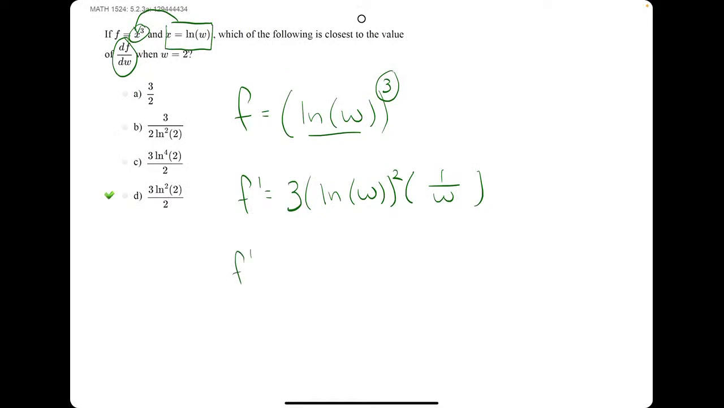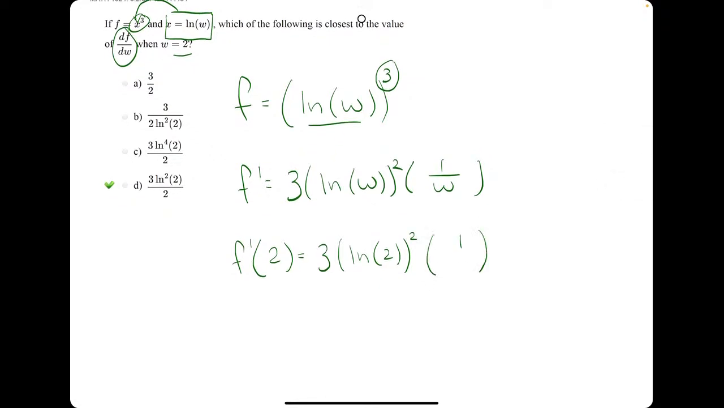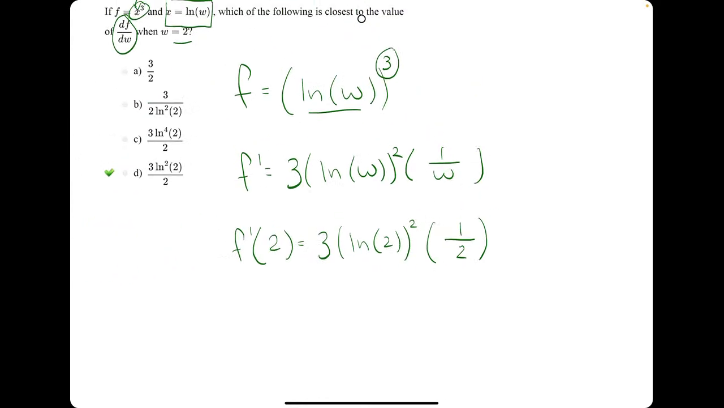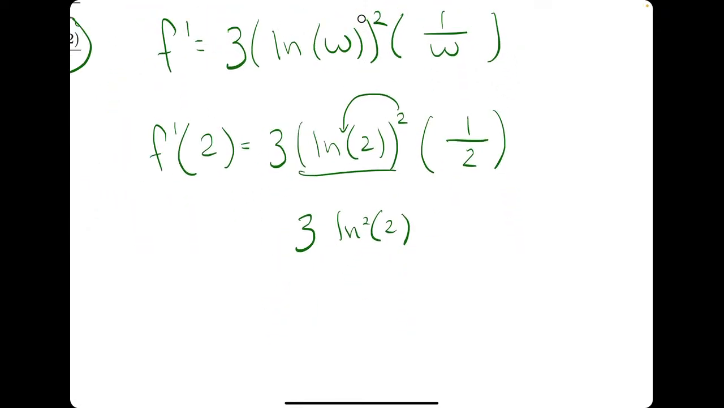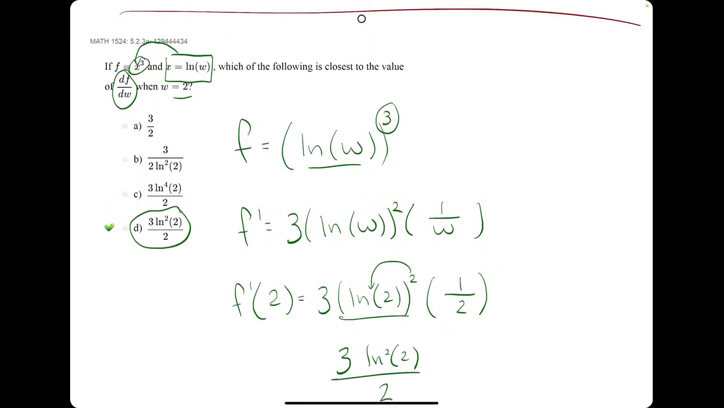So then we plug in w equals 2. So we have 3 times ln of 2 squared, times, not equals, times 1 over w, or 1 over 2. So hopefully this would be enough to help identify the answer. All they've done is kind of move this squared on top of the ln, so like 3 ln squared of 2, which is equivalent to what's above. And then times 1/2 would basically throw a 2 in the denominator.